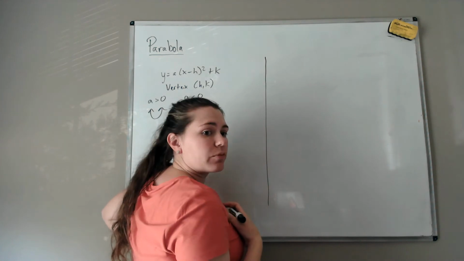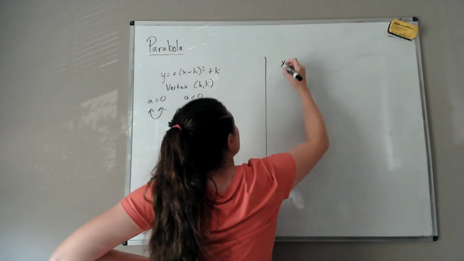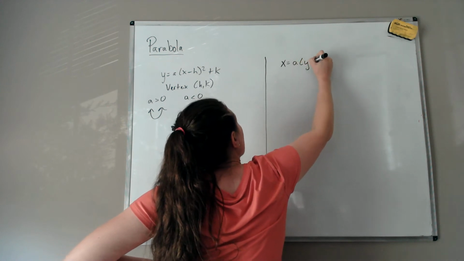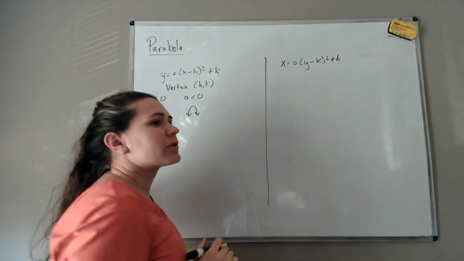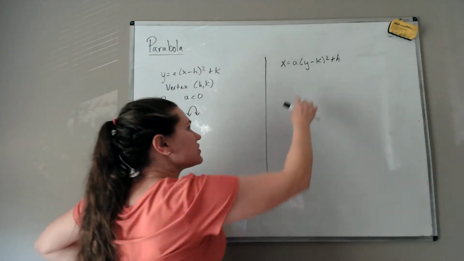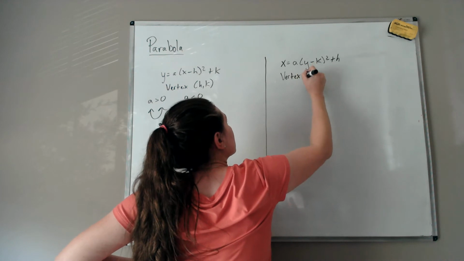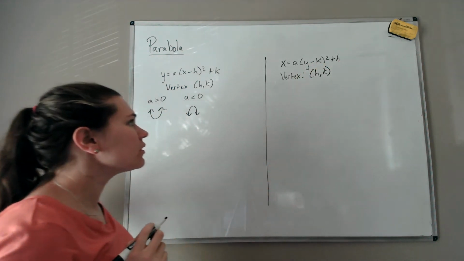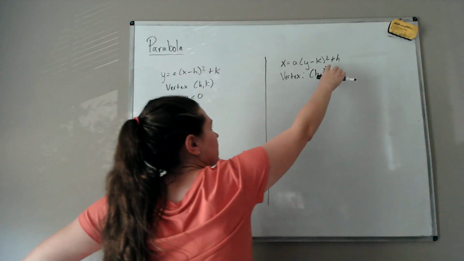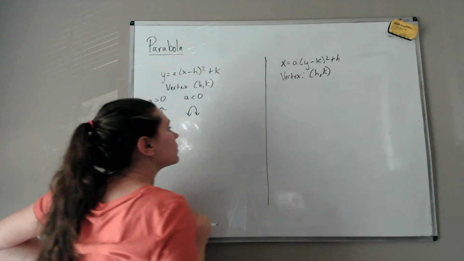The other formula that you're not as familiar with is x equals a times (y minus k) squared plus h. Now be very careful. The y coordinate of the vertex is with k, and notice k is the change in y. So the vertex is still (h, k) here. But be very careful. h is just what's sitting out here. k is what makes this 0.